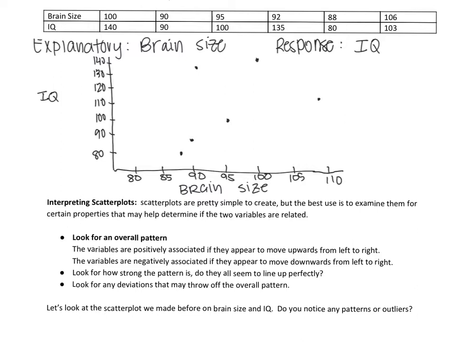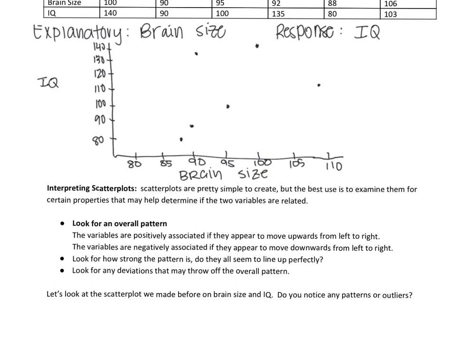Then we look for strength. So how strong is the pattern? Do they seem to line up perfectly? And then we look for any deviations or potential outliers that may throw off the overall pattern. So if we're looking at our scatter plot that we made for brain size and IQ, do we notice any patterns or outliers? So I can see a kind of pattern here. So I'm gonna highlight. It seems there's a pattern if we try to get the most values. So those 4 values seem to stick along a pattern.